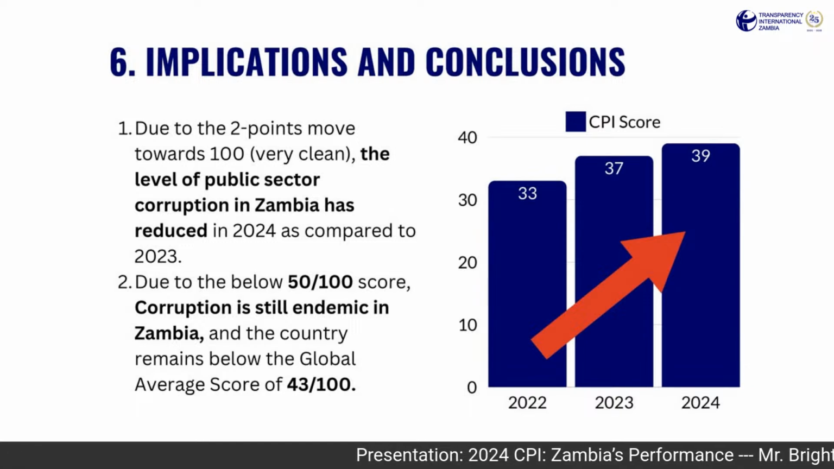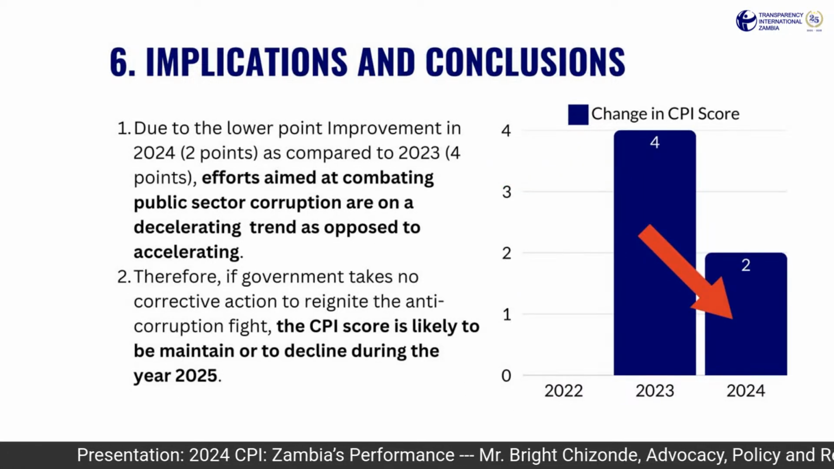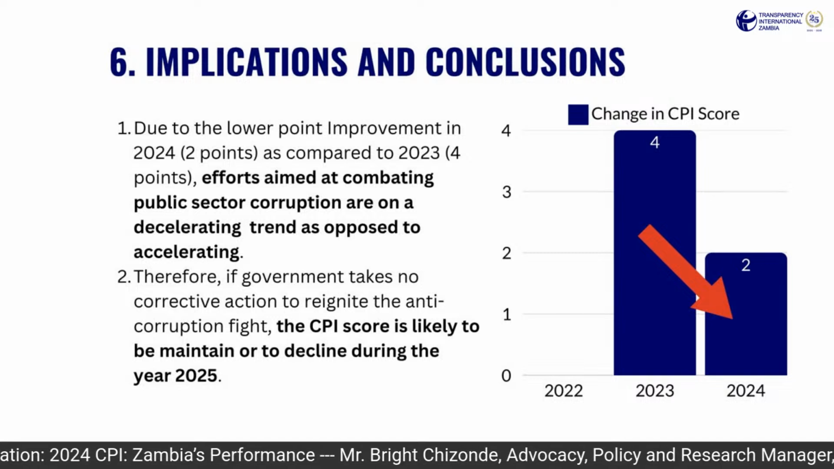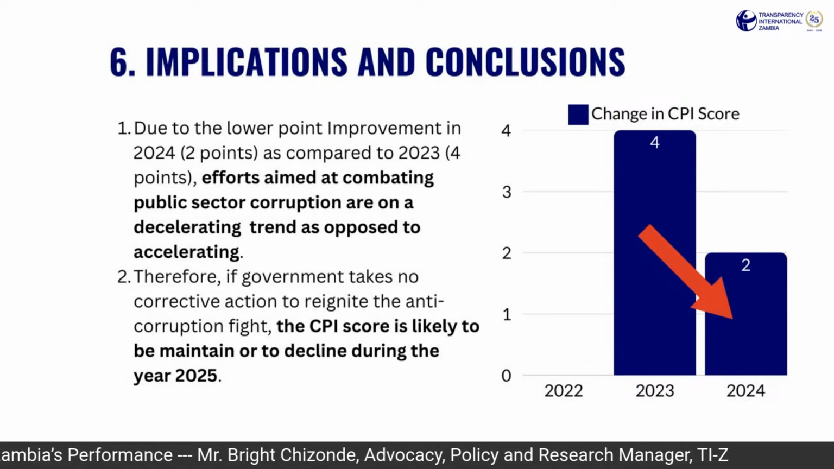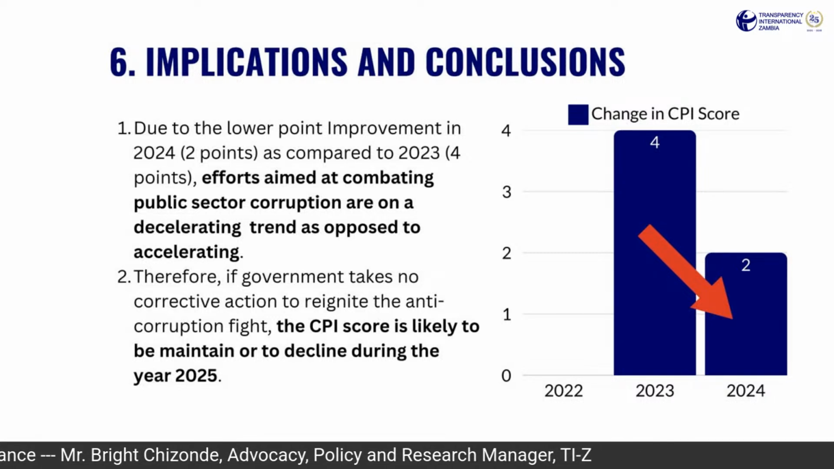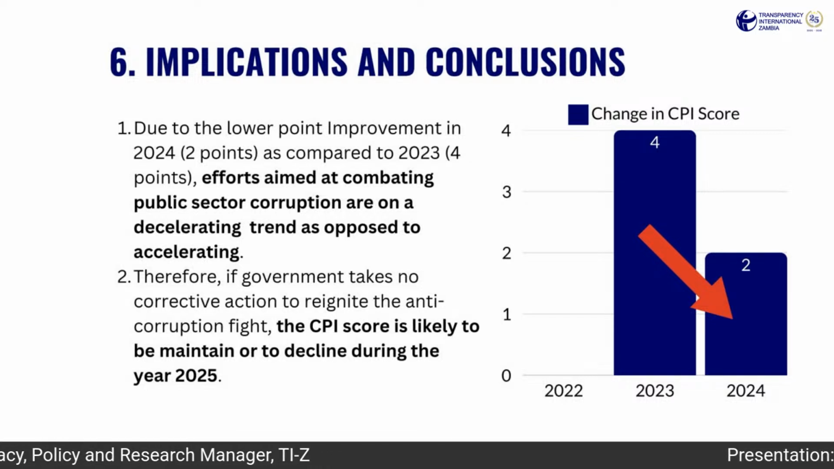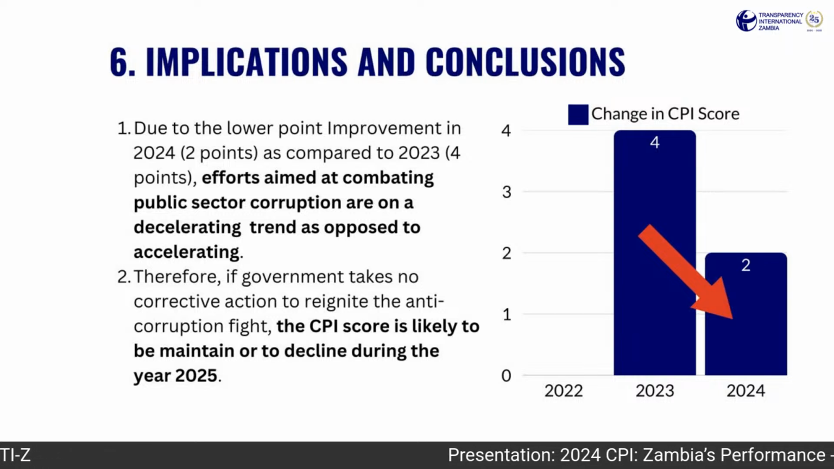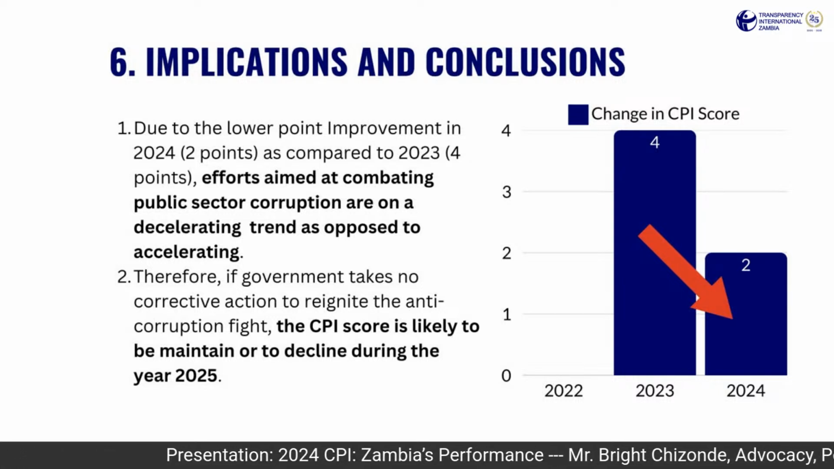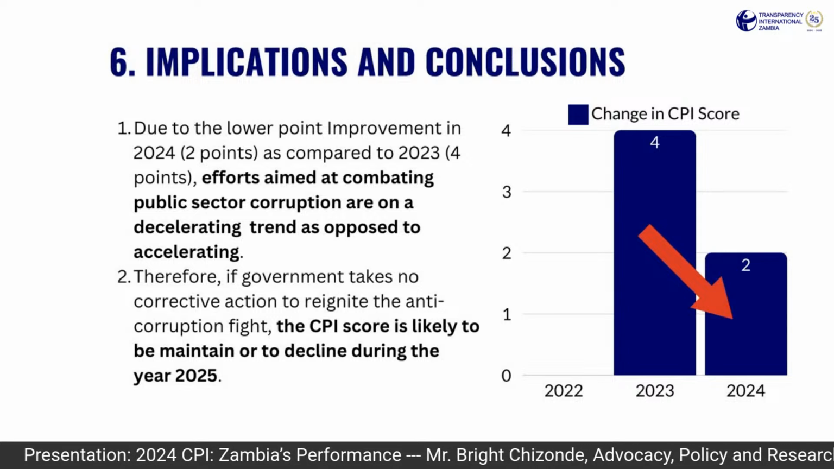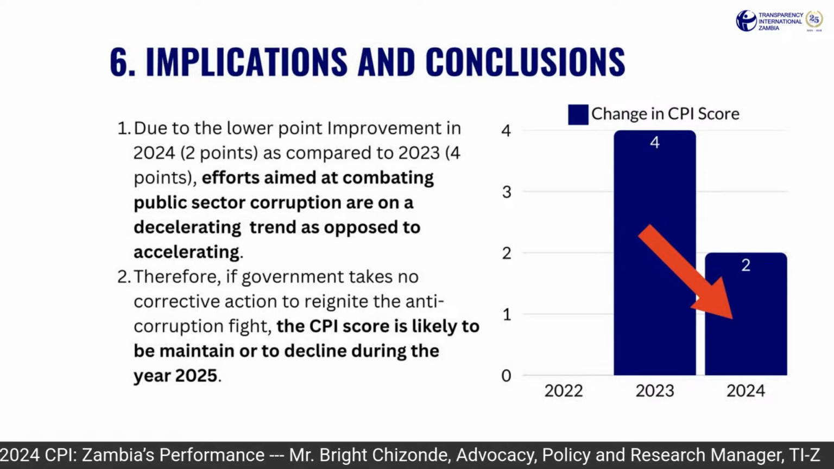Something else that is also concerning in terms of the major conclusions, due to the lower point improvements in 2024, which is 2 points, as compared to 2023, which improved by 4 points, our conclusion is that efforts aimed at combating public sector corruption are on a decelerating trend as opposed to accelerating. And that, I think, should also be something we should take note of.